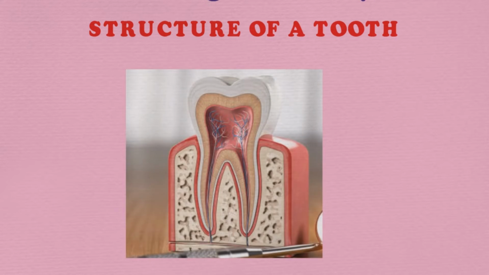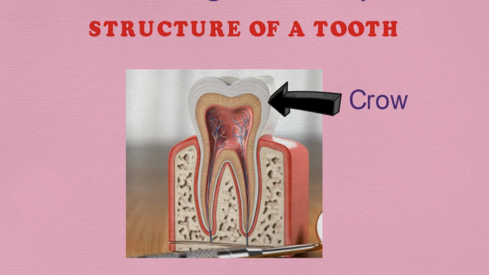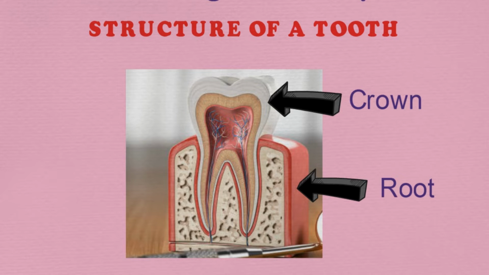Structure of a tooth. A tooth has 2 main parts, the crown and the root. The crown is the part of the tooth that is visible above the gum. The root is the region of the tooth that is present below the gums. It holds the tooth firmly.